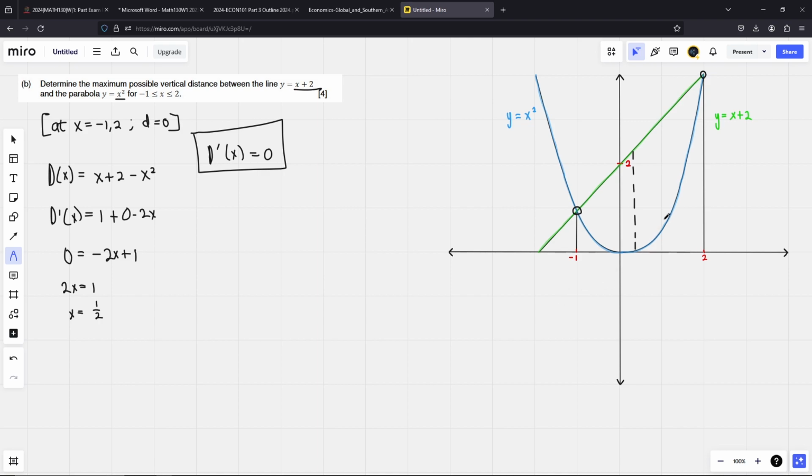So coincidentally, my broken line looks like it's at x = a half. So we know at this point is where the maximum vertical distance occurs. Now what do we do with this x value? We know where it occurs, but we still don't know what the maximum possible vertical distance is. So we know that we have a function that gives us the vertical distance at any x value. So let's just plug that in.